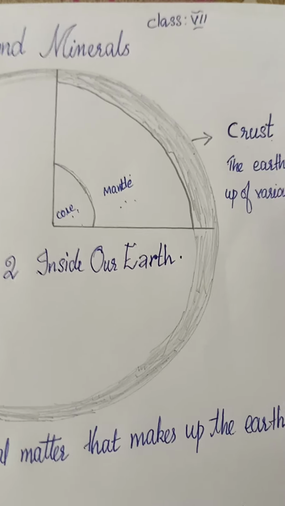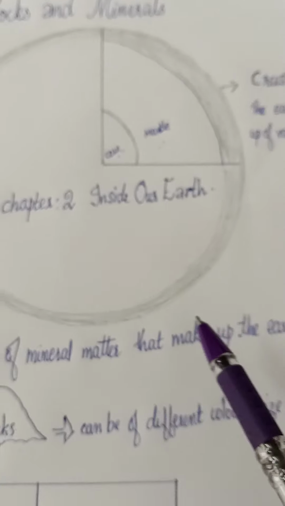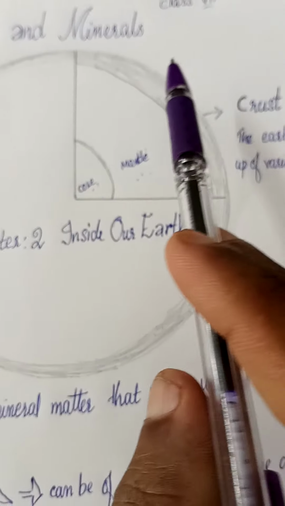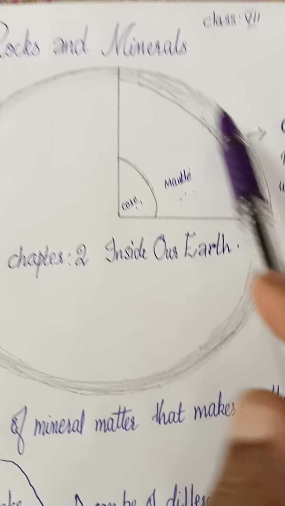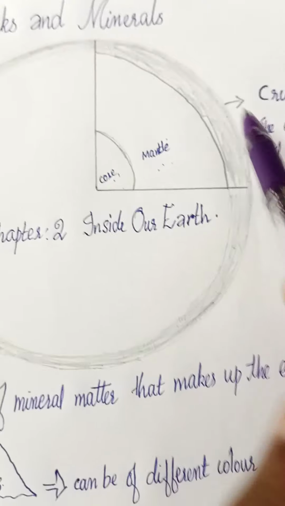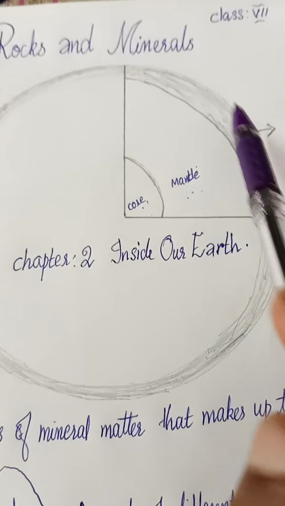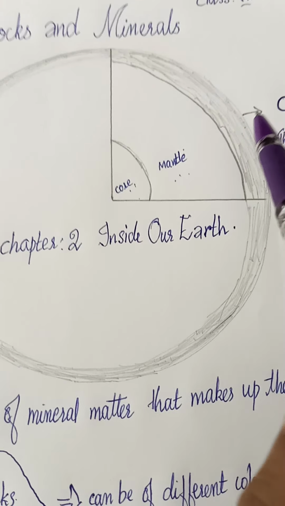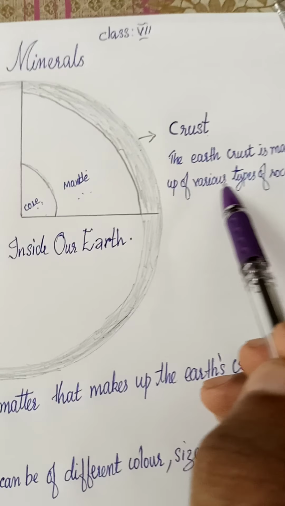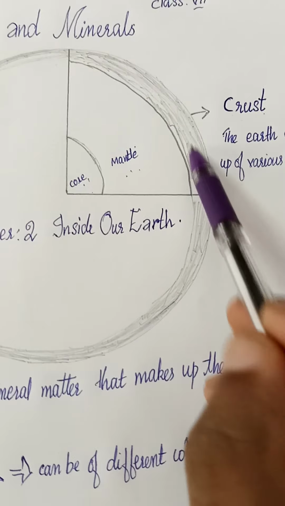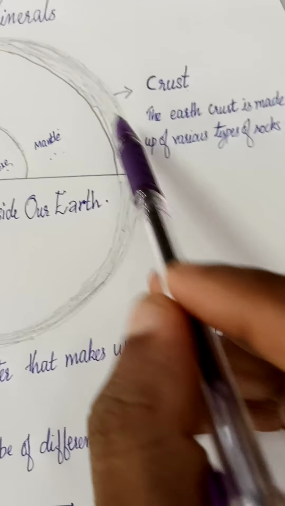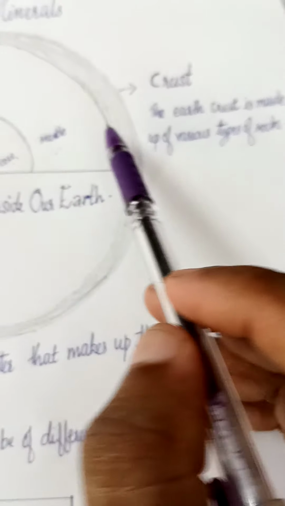What is the crust? The crust is the top layer, the thinner layer of the earth. You can see the top layer, the thinnest layer, that we call the crust. The earth's crust is made up of various types of rocks.